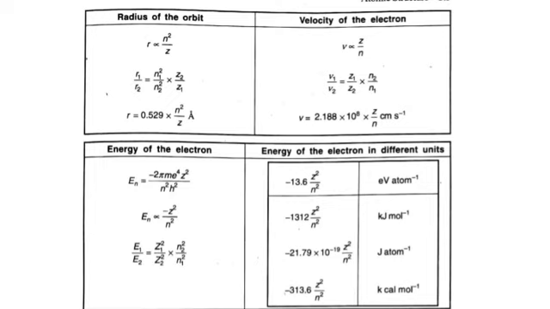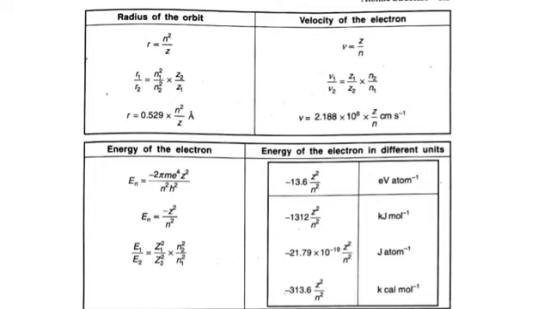If I talk about the velocity, it is directly proportional to z by n. So v1 by v2 is equal to z1 by z2 into n2 by n1. So v is equal to 2.188 into 10 to the power 8 into z by n centimeter per second. Remember these two formulas: the velocity of the electron and the radius of the orbit.